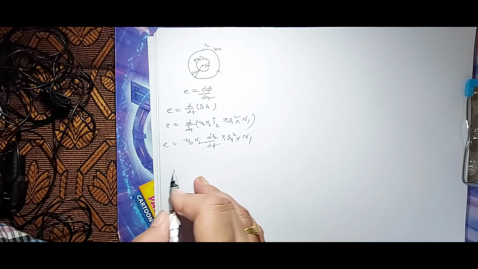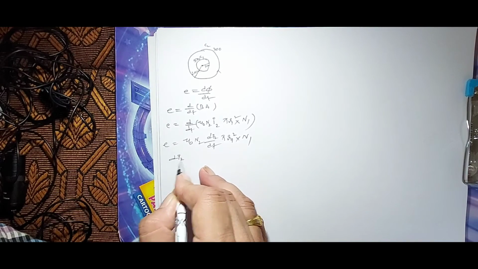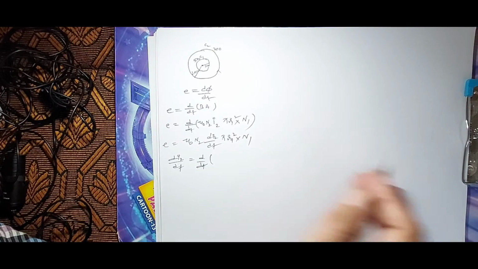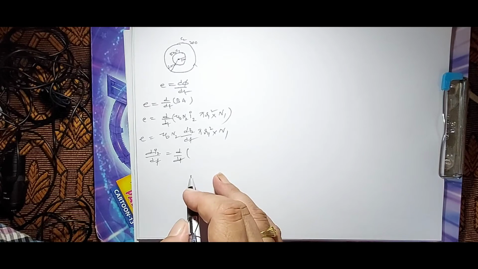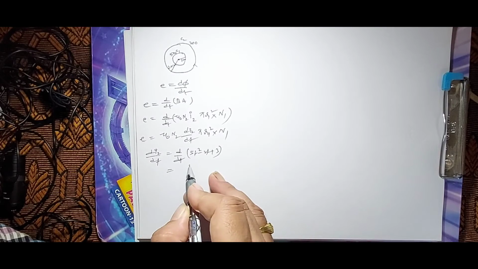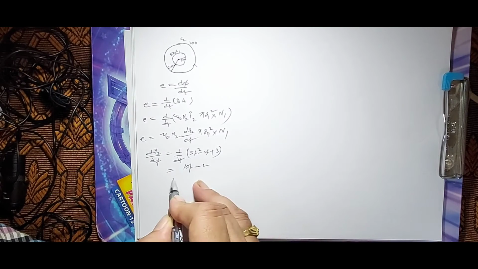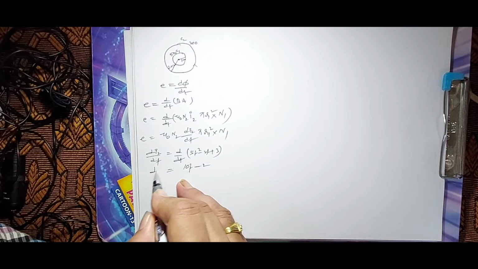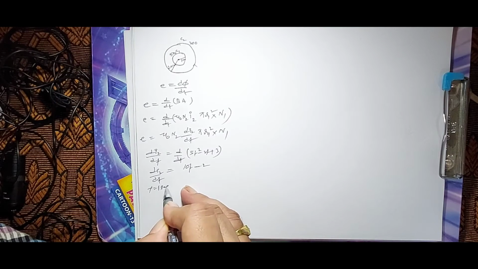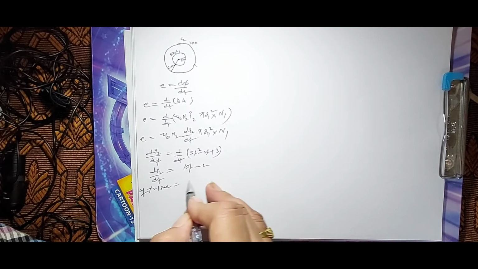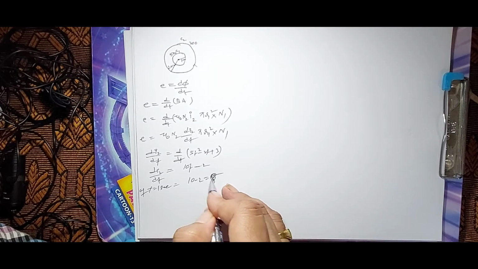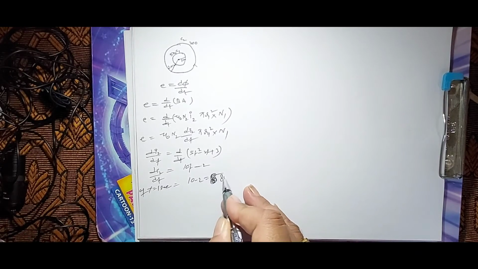Right. Now we want to find di₂/dt, which is d/dt of the given current, 5t² − 2t + 3. That is equal to 10t − 2. So di₂/dt at t = 1 second is 10 − 2, that is equal to 8.